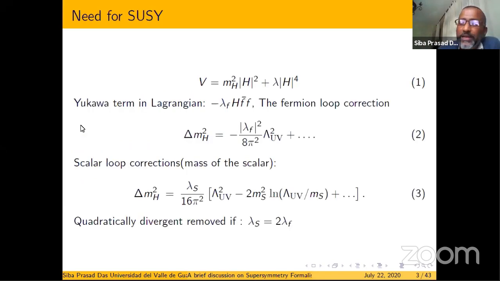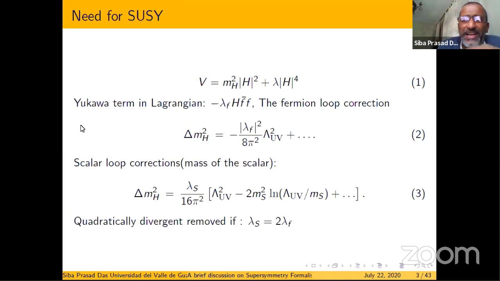In the last week, we started with the scalar potential, which is V equals m_h squared plus lambda h to the fourth, where h is basically the same Higgs field as in the last two weeks. That is the Mexican hat potential that we started with. So the question is, why do we need supersymmetry?